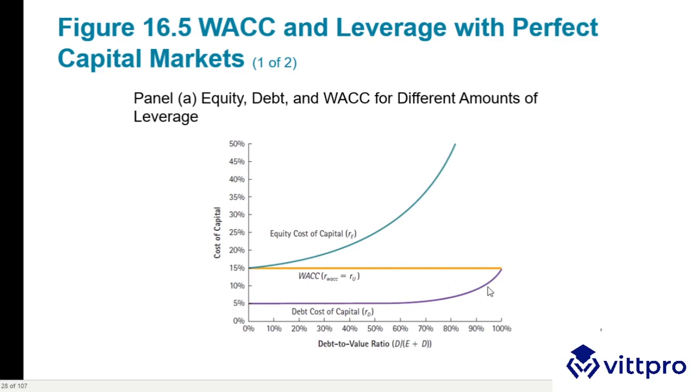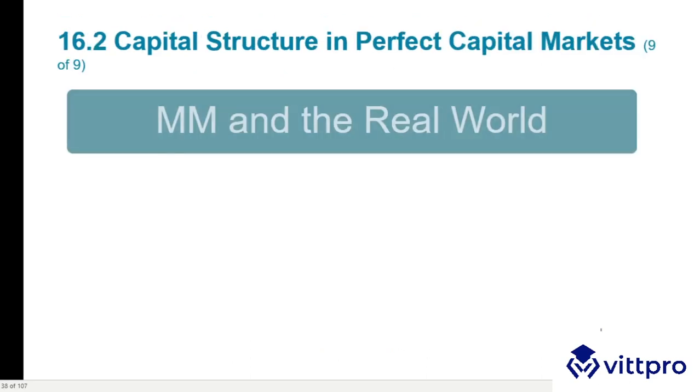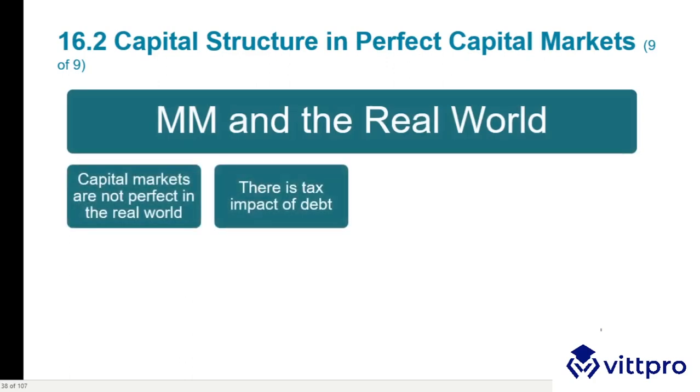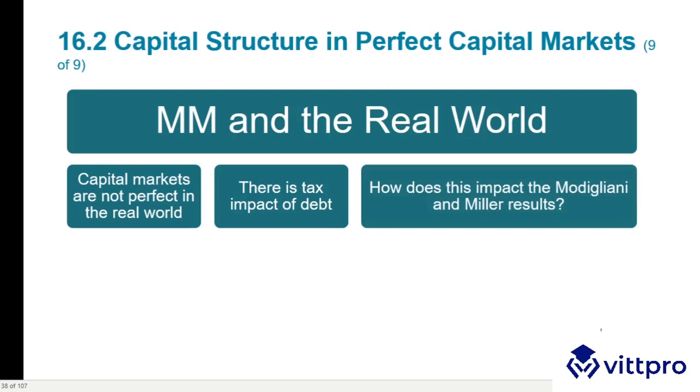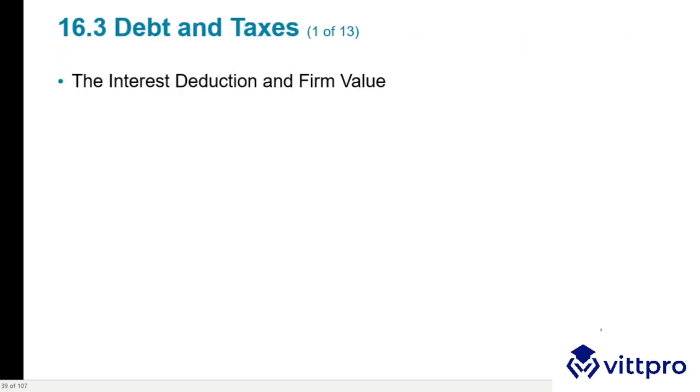That will never happen because as per another theory, if the debt increases to more than 60%, then the weighted average cost of capital will start to drop because of the risk already involved in the company. You just need to remember the theory. You don't need to remember the explanations, because in the real world there are taxes, there are imperfections in the market, and there are tax impacts.